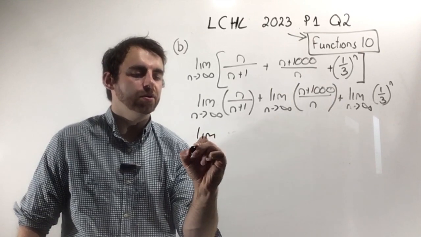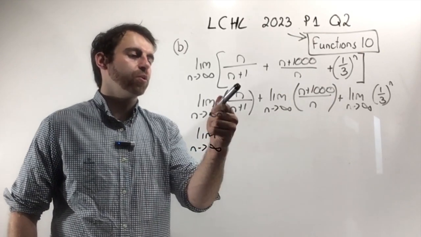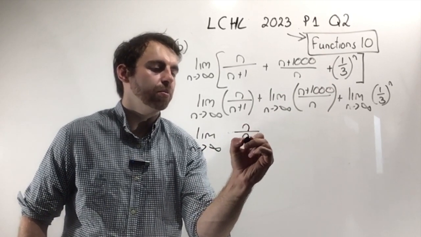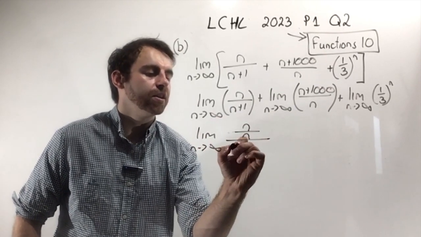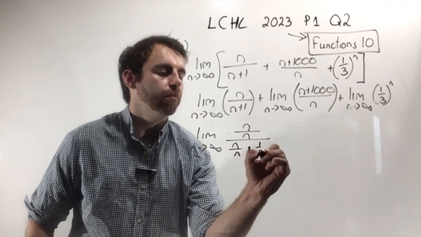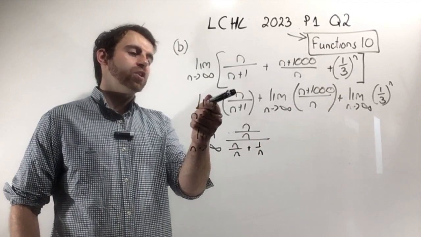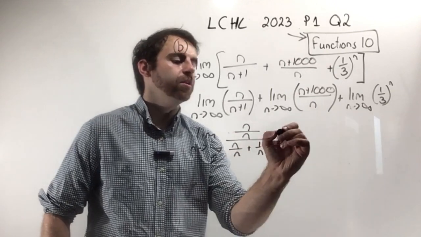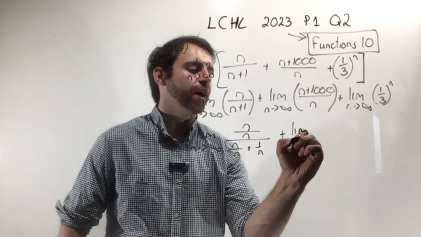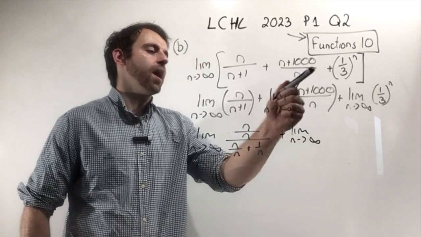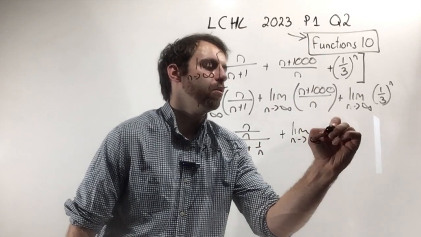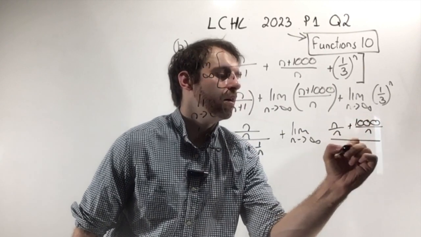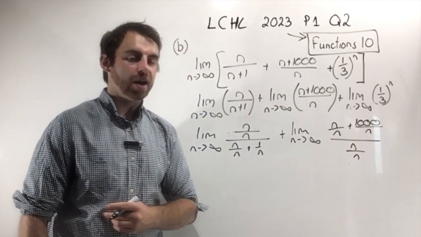So all we have to do to deal with the first bit is divide each thing by n. So the top of the fraction becomes n over n, and the bottom of the fraction becomes n over n plus 1 over n. In other words, I've taken each term in that fraction and divided them all by n. And we do exactly the same thing with the second fraction, and it's going to look very similar. n plus 1,000 over n will become n over n plus 1,000 over n, all divided by n over n.